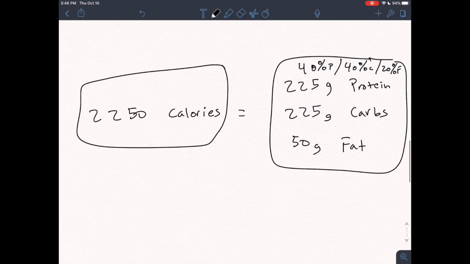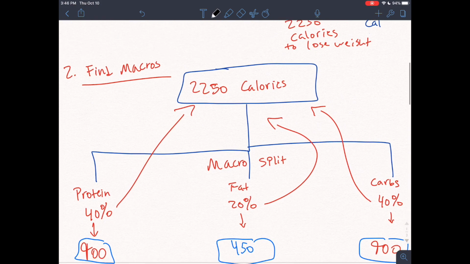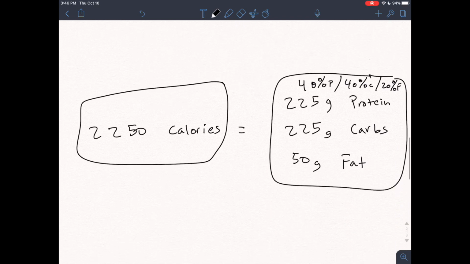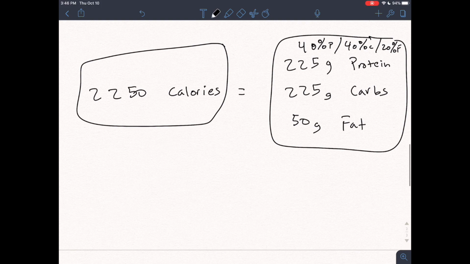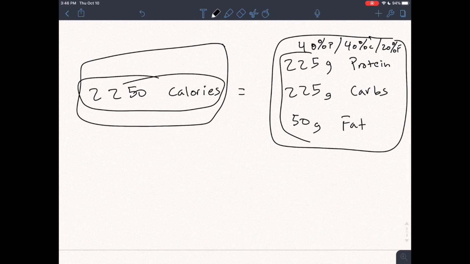Okay, and this is a quick way that I just showed you to find your macros, calculate them on your own. Again, this is only one way to do it. There's a bunch of ways. There's calculators. I show them all in my book, so again, make sure to check that out in the description. So now that we have our calories and our macros split, now we're going to talk about how to actually count those macros.